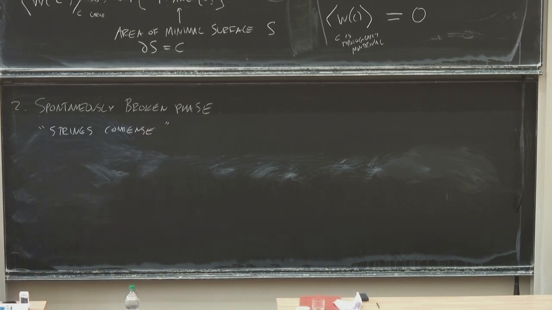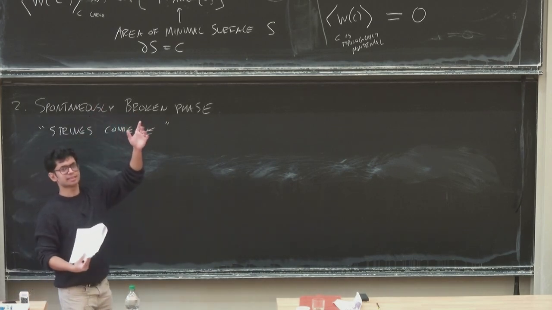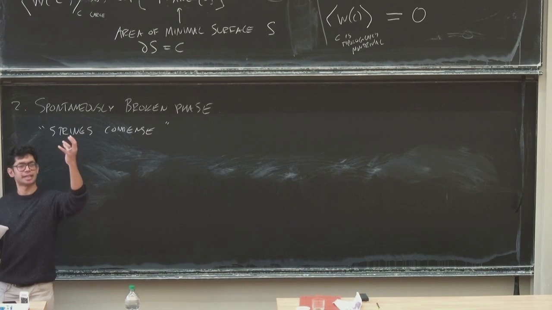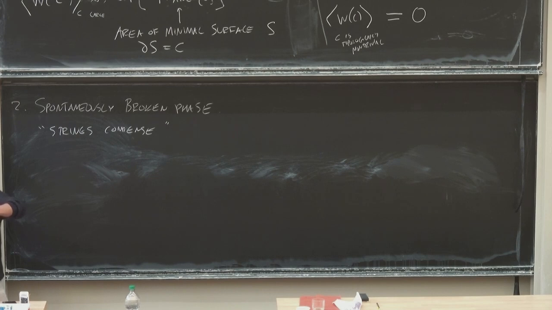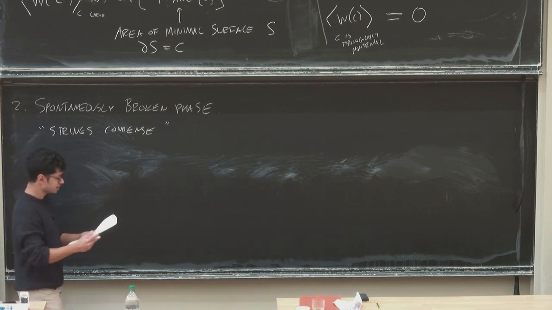Okay. That's a confusing statement. This might stress you out a little bit. What do I mean by strings condense? One way to think about this is take this tension that you have here and imagine what happens if the tension drops to 0. If tension drops to 0, this area term should go away, right? And that is indeed what happens.